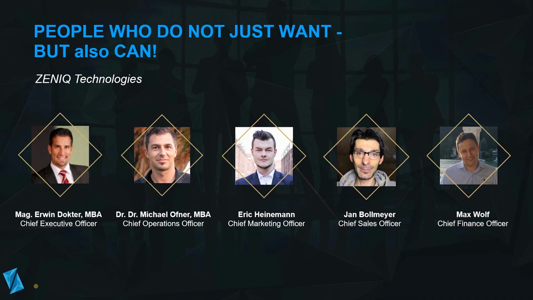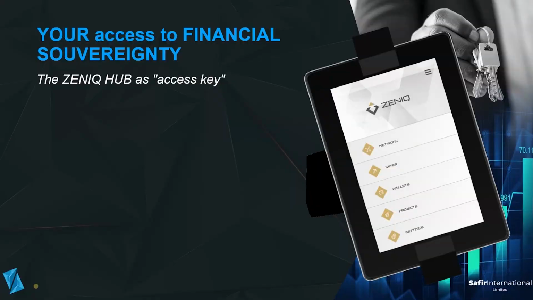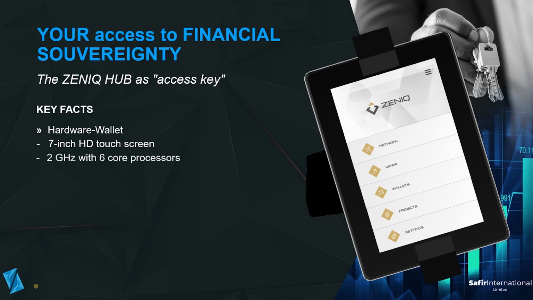Here we see the Zeniq Hub. It looks like a tablet with a touch screen. We'll come to that in a minute. There are a few key facts about this device. It is your hardware wallet. It has a 7-inch HD touchscreen. It has 2 GHz, 6-core processors, and more than 200 GB of memory. So there's really hardware behind this device.